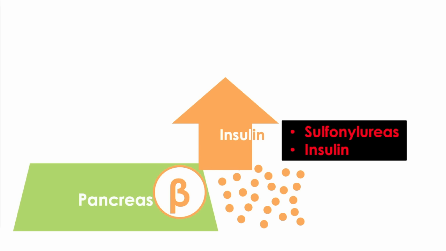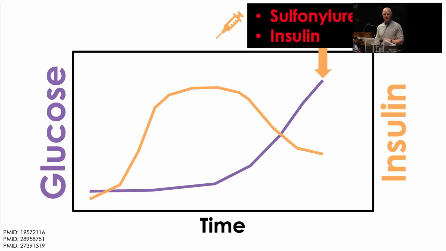Now, lastly, I leave the worst for last. Sulfonylureas and insulin, of course, various trade names. But the actions, collectively, of these will be to increase the insulin. Sulfonylureas, you take the pill, and it'll basically force the beta cells to dump more insulin into the system. And then the insulin injection itself, of course, is going to increase insulin.